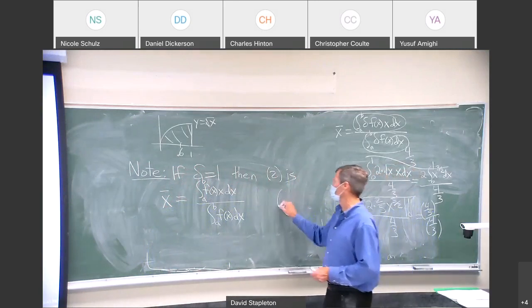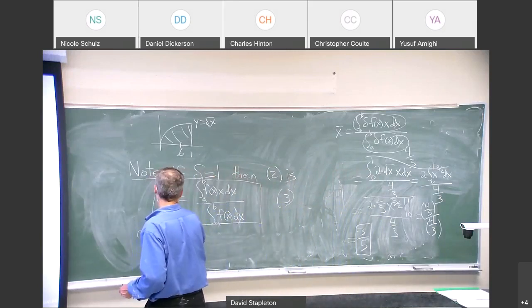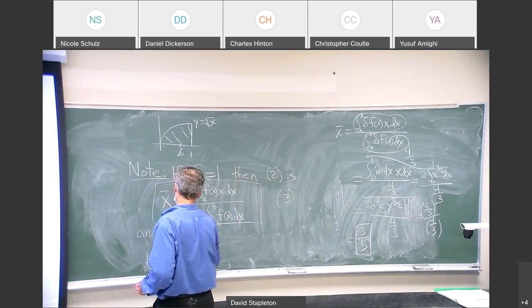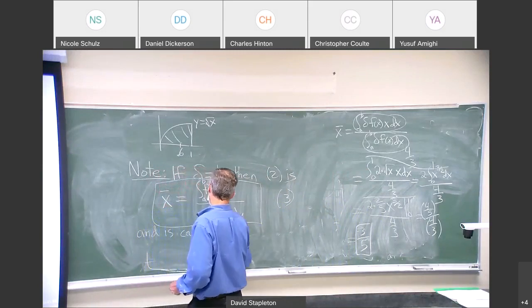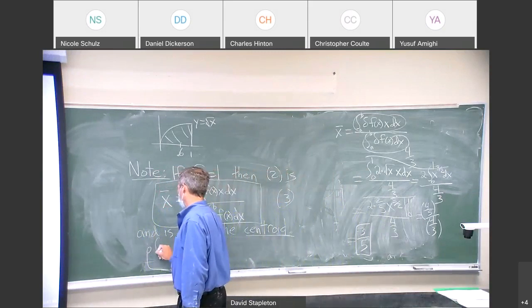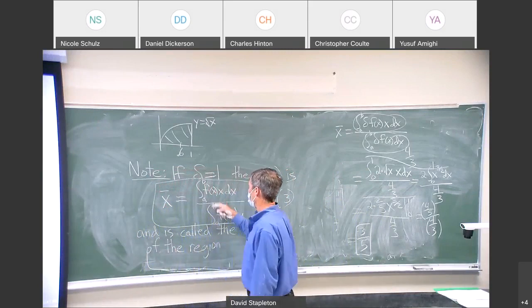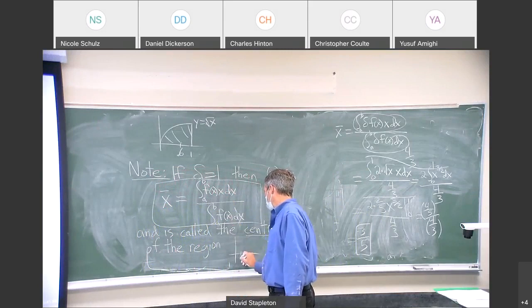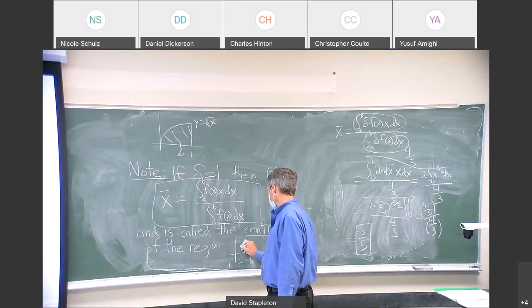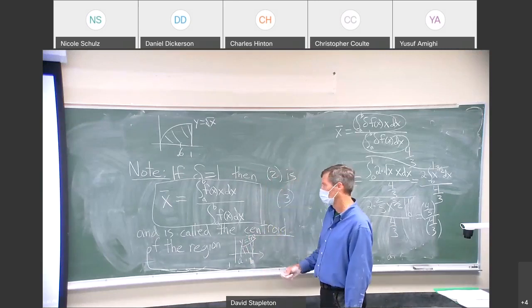This one we'll call 3. It is called the centroid. Almost forgot to write this for a second. The centroid of the plane region that you're integrating over. You're integrating f from a to b, so it's the plane region from a to b over the x-axis and below the curve y equals f of x. The centroid of such a plane region has this formula.